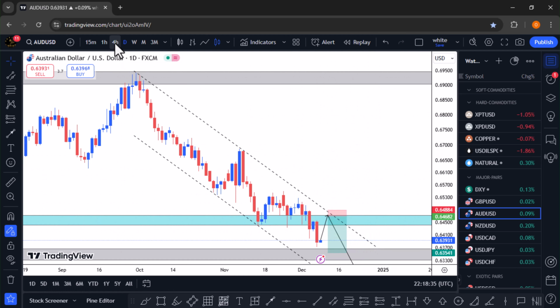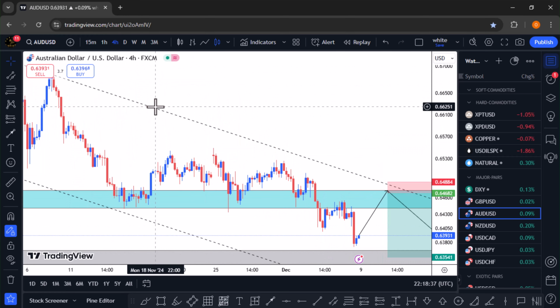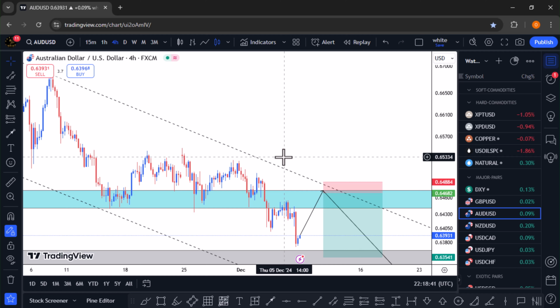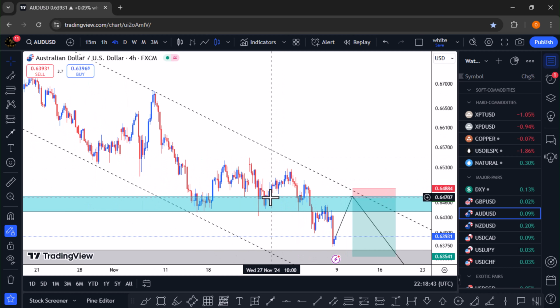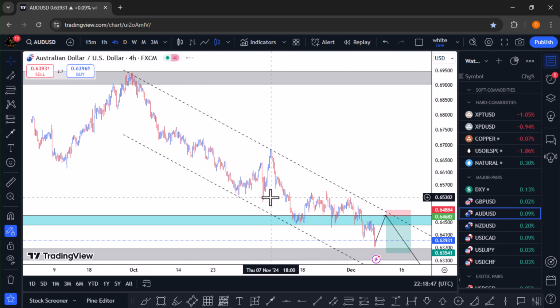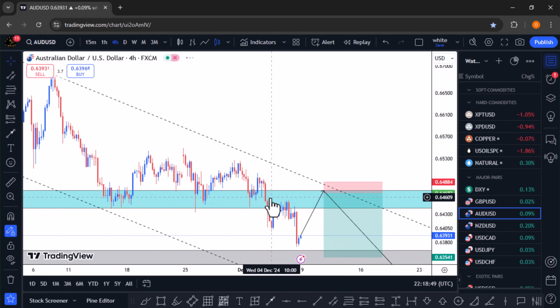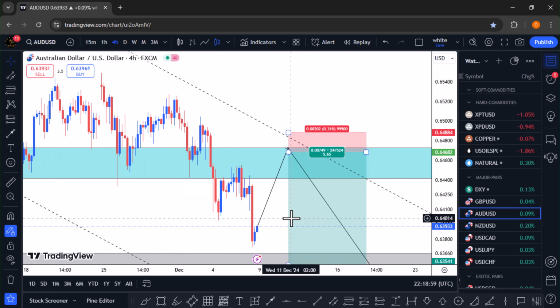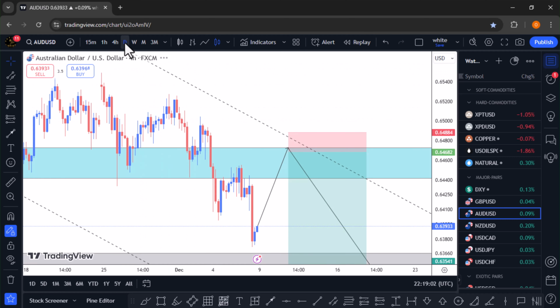Now we go to the 4-hour chart. On the 4-hour chart, this is what we have. So this is a simple price action pattern right here. Just keep it simple. So let me know your view in the comment section. Do you think AUD is going to go up or down? And another way round, let's go back to the day chart.